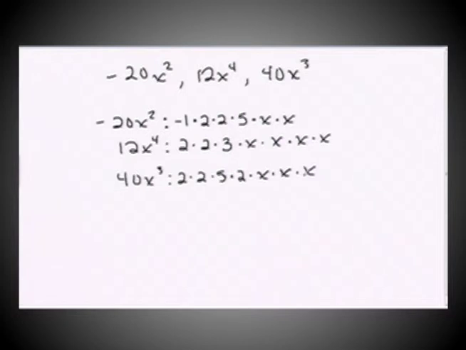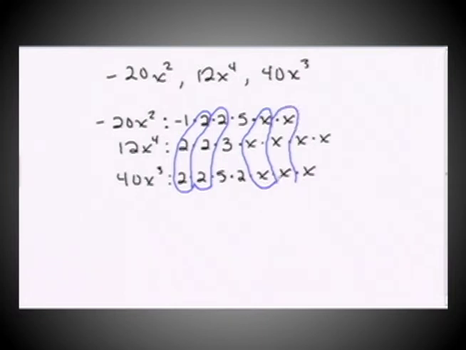Now the next step for finding the GCF is to identify all of the common factors between these monomials. So I'm going to come back and note each of the factors that they have in common. So they all have a 2, they all have another 2, and they each have 2 x's. So you're only wanting to identify the factors that they all have in common.